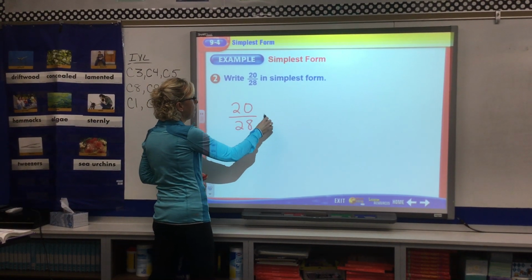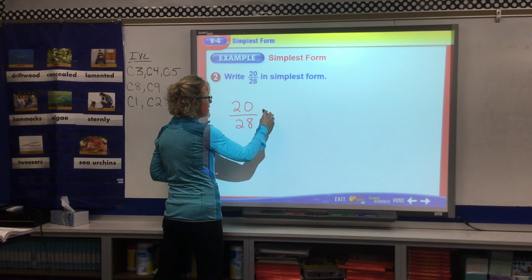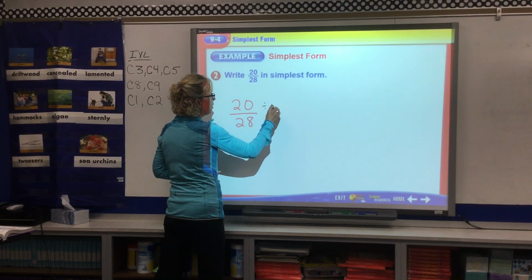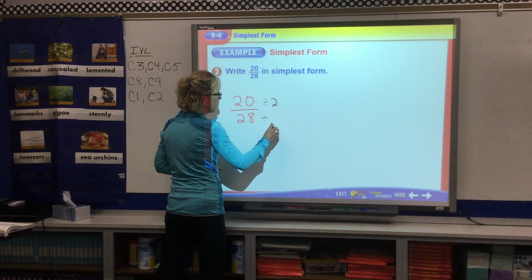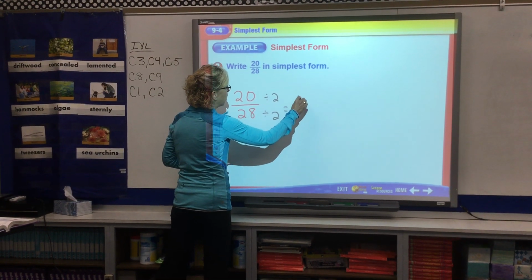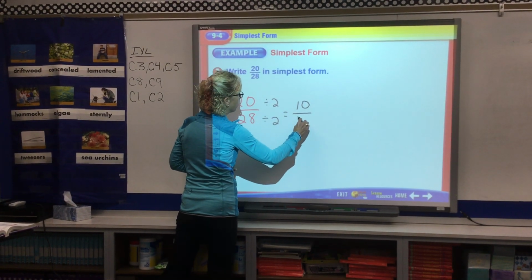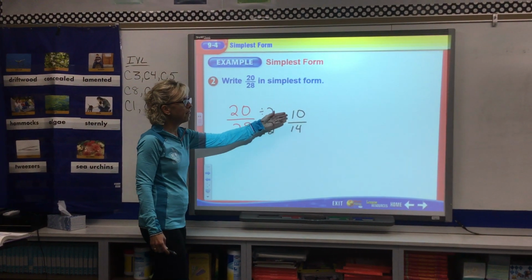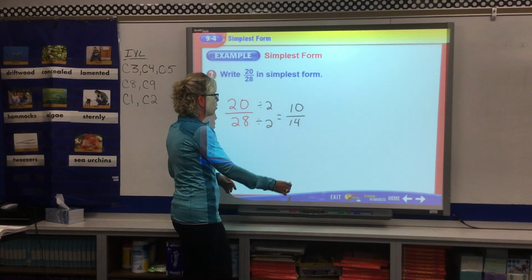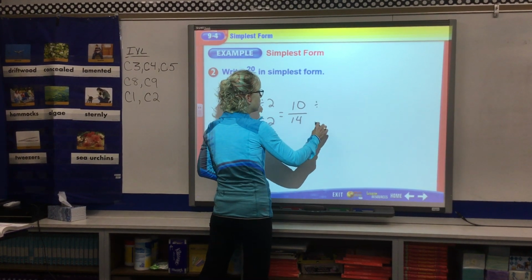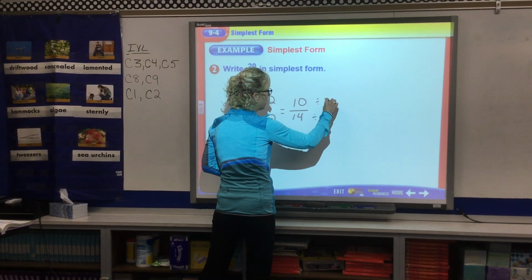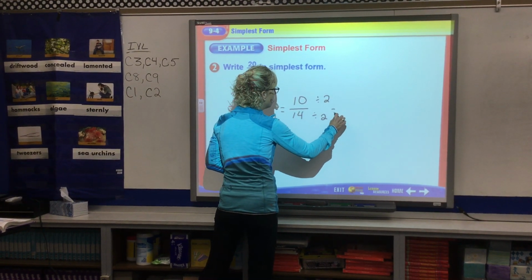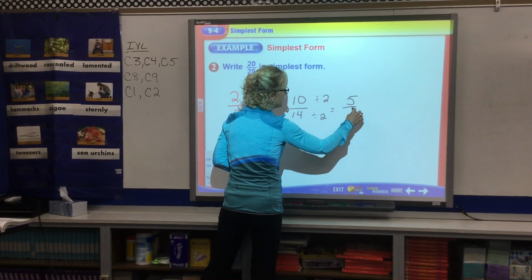So if I were to say, you know what, I'm just going to go ahead and divide 20 by 2, and I'm going to divide the denominator by 2, and I would get 10 over 14. And then again, I'm looking at that, and I'm saying, you know what, that's still an even over an even. So I have to continue to divide. I know I can divide both the numerator and the denominator by 2, and I would get 5/7.